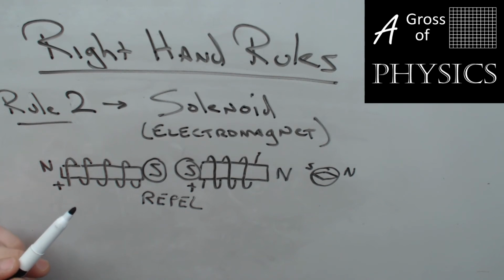So right hand rule 2 is really taking a single wire and just wrapping it around some kind of core, mostly iron. So that's right hand rule 2.